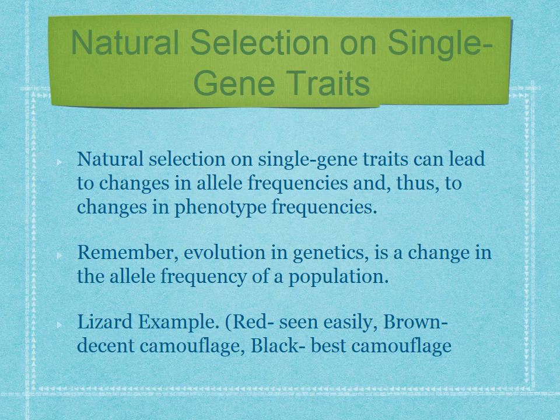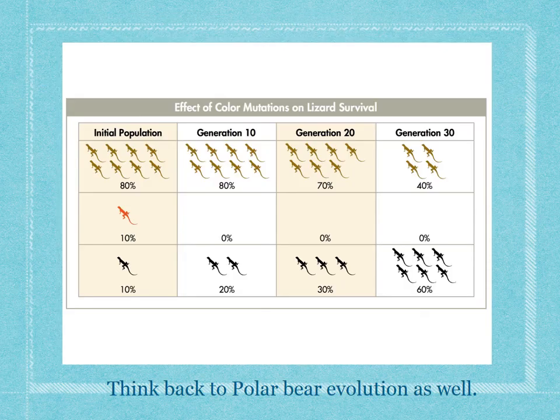So, an example of this is if we see lizards and we talk about red being an easily seen color, brown being decently camouflaged, black being the best camouflage, we can look at the graph on this next slide. And what we can see is that the initial population has 80% brown, 10% red, and 10% black. Well, the red's going to die out first, so generation number 10 here, we see 80% brown, 20% black. And then slowly over time, we're going to see a shift to favor the black lizard.